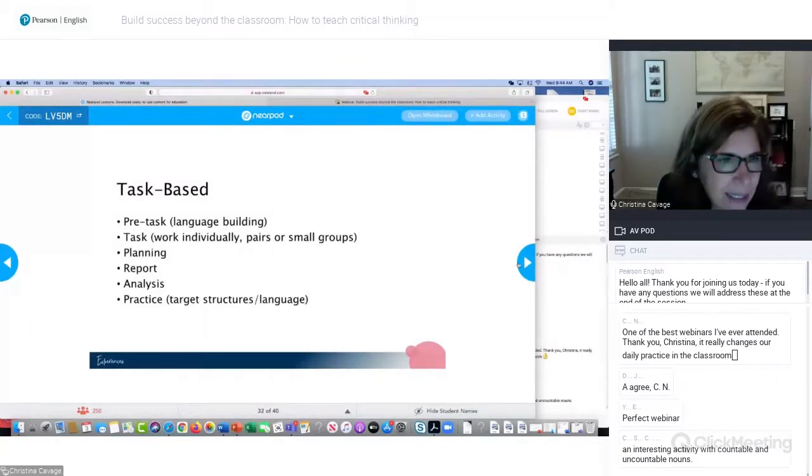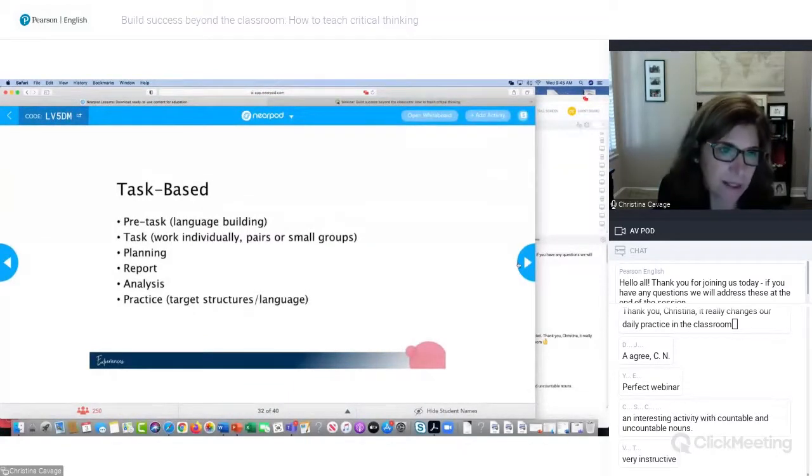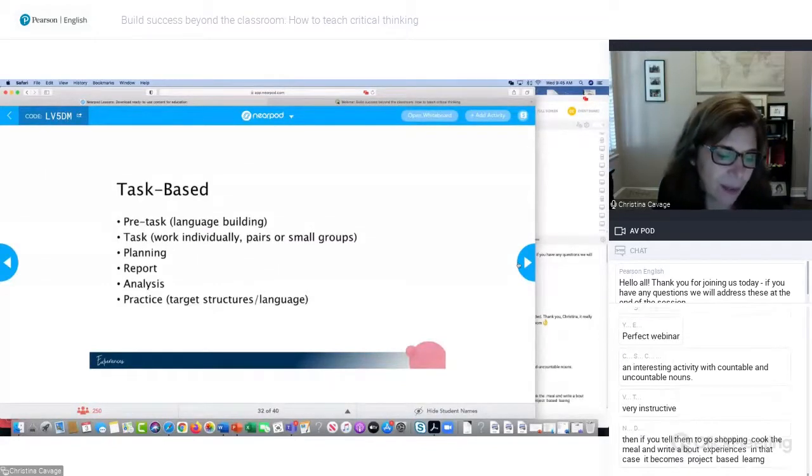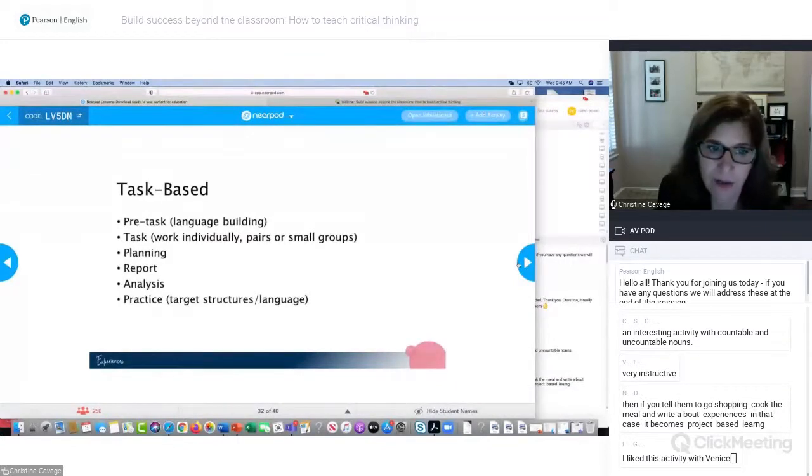There's some planning, there's some reporting, there's analysis. So as the students are presenting, I might provide my students with a worksheet in which they have to separate, okay, these are countable things and these are non-countable things. And then there's that practice, where I would then maybe teach the structures in a more formalized manner and students then could practice with those.